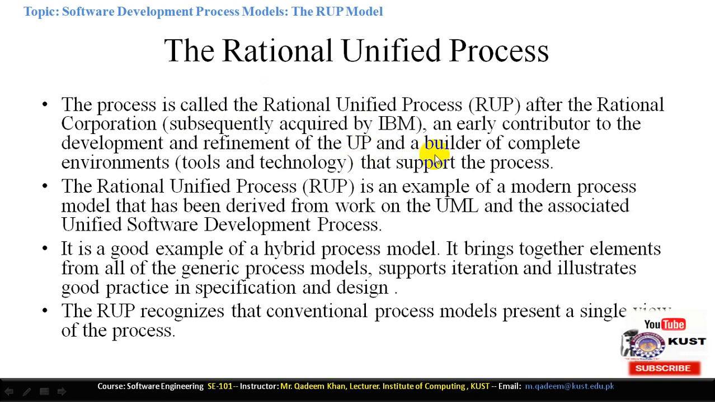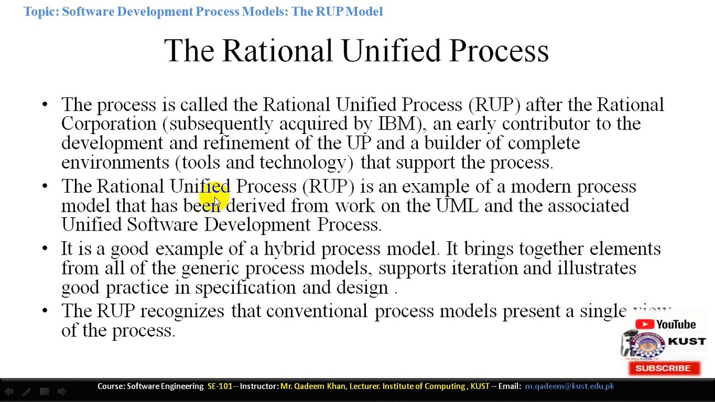And in fact, our rational unified process model is completely based on the tools and technologies. In the previous models, we do not have any concepts about the tools and technologies. In fact, those previous models are not talking about the tools and technologies under which the products should be developed. But here, the rational unified process model is in fact concerned with the tools and technologies.